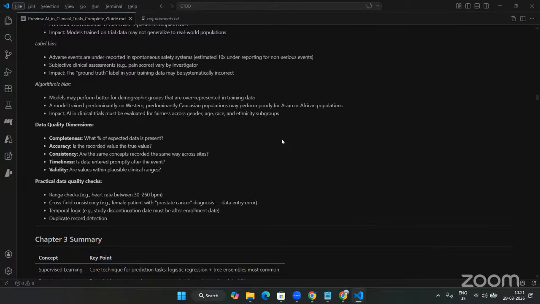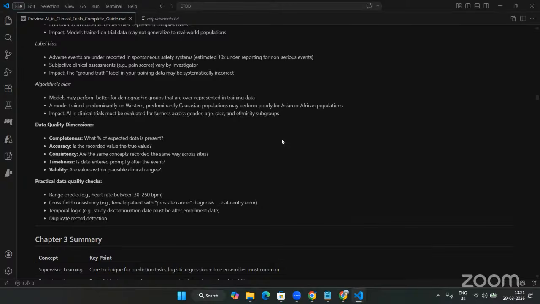Data quality dimensions: completeness, what percent of the expected data is present; accuracy, is the recorded value the true value; consistency, are the same concepts recorded the same way across sites; timeliness, is the data entered promptly after the event; validity, are the values within plausible clinical ranges. Then practical data quality checks: range check, heart rate between 30 and 250 BPM; cross field consistency, a female patient with a prostate cancer diagnosis, where a data entry error could be there.